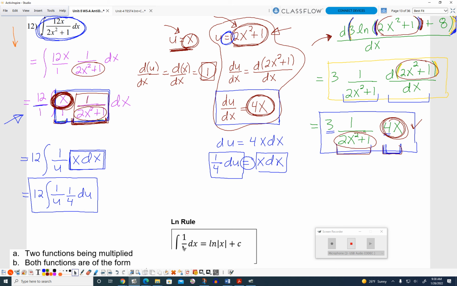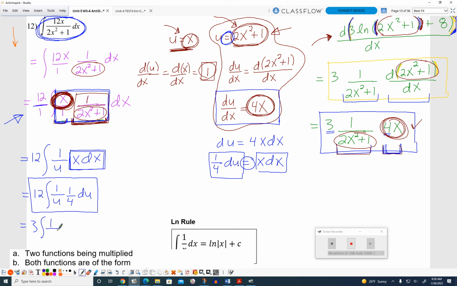Watch. These are just multiplying, so I'm going to do what I did earlier. I'm going to get that 1/4 out of the way, pull it out front. But just say it out loud, please. What's 12 times 1/4? 3. So this is just 3 multiplied by the antiderivative of 1 over u.